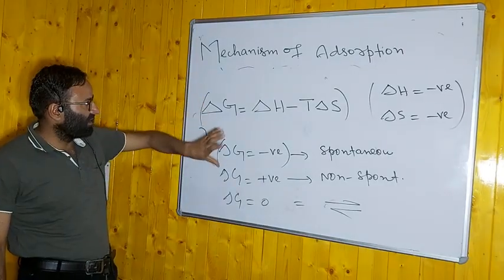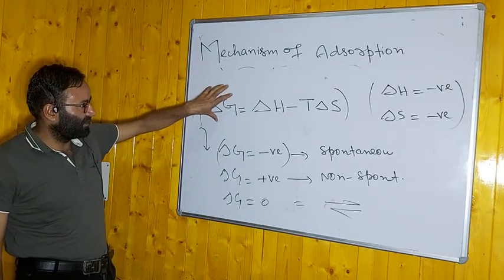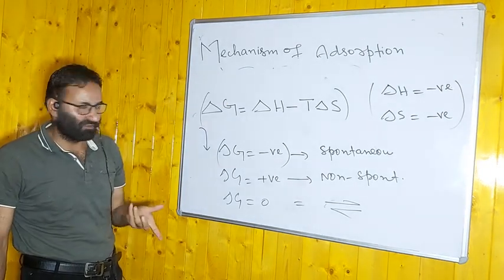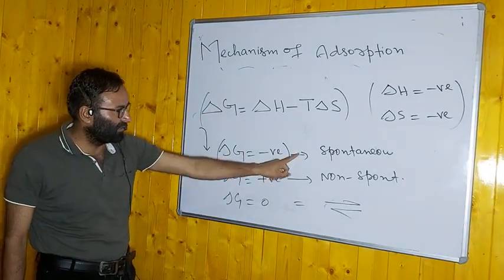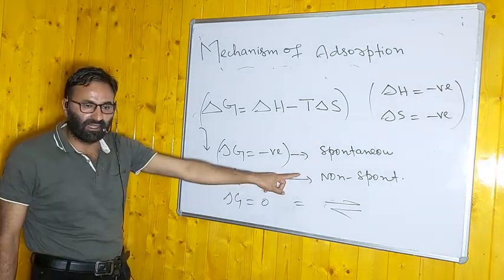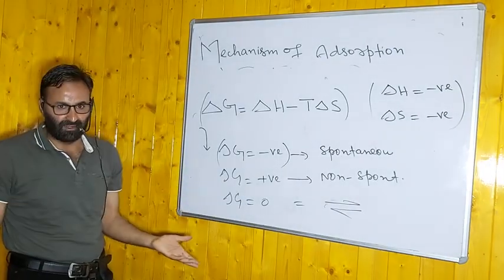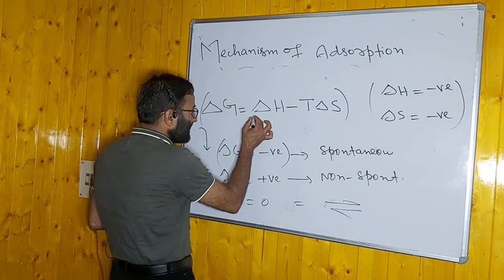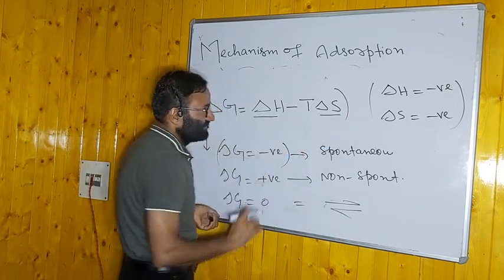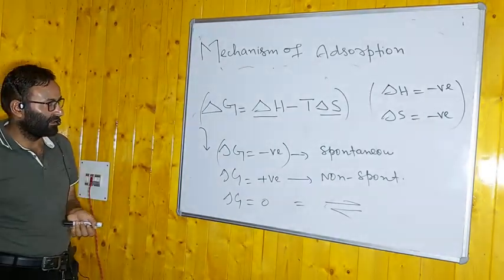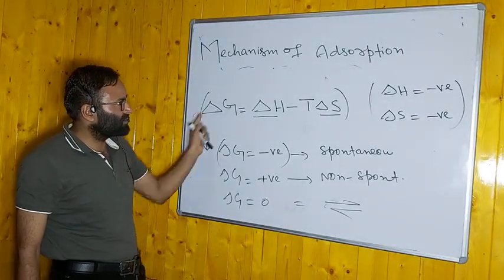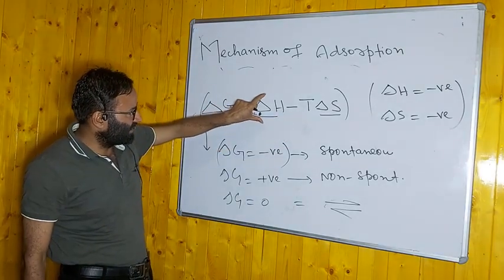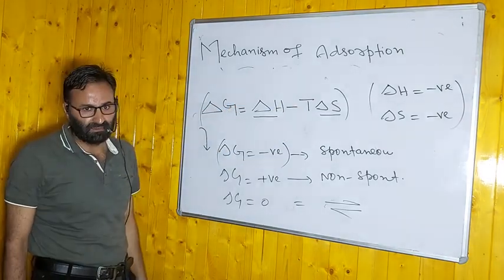The spontaneity of a process is determined in terms of Gibbs free energy, delta G. For a process to be spontaneous, delta G must be negative. If it is positive, then it is non-spontaneous, and if it is 0, then it is equilibrium. But here it is clear, delta G depends upon delta H and delta S. It also depends upon the temperature, remember this point. But here it mainly depends upon delta H and delta S.